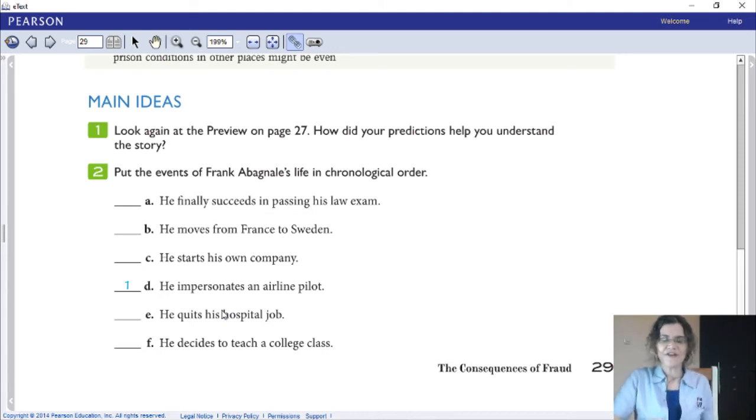Okay. Now, this one also has a timeline, a chronological order. Can you please put the events of Frank Abagnale's life in the right chronological order? So you have to look at A until F and put it in the right order. You have to start with V. He impersonates an airline pilot. That's the first thing he does. That's number 1. And what other things did he do in the right order? You can pause your video and answer that.